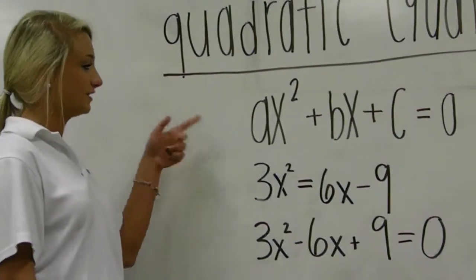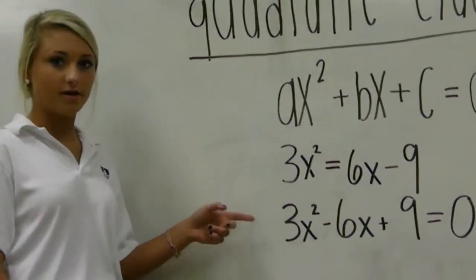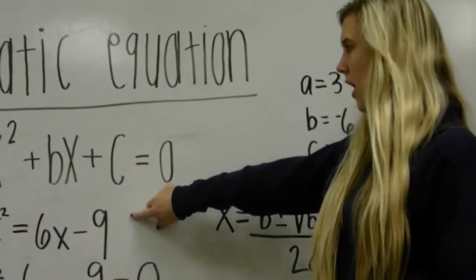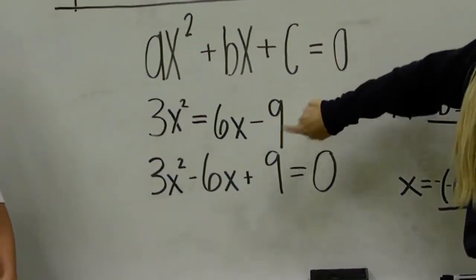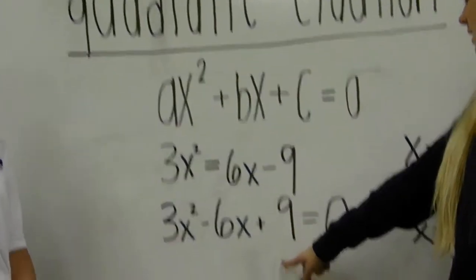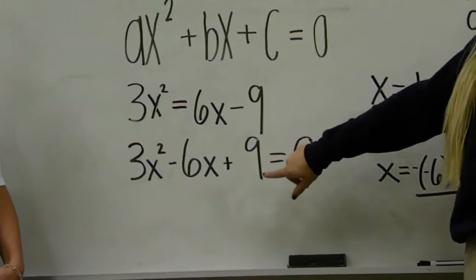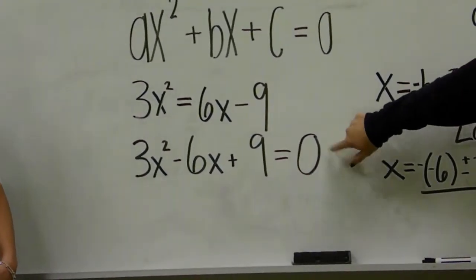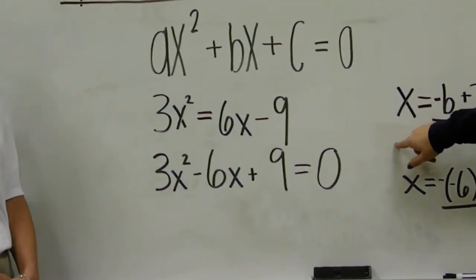A quadratic equation has to be in standard form to put into the quadratic formula. 3x squared equals 6x minus 9 is not in standard form. So in order to put it in standard form, you have to add 9 and subtract 6x and bring it to the other side so it equals 0. And 3x squared minus 6x plus 9 equals 0 is in standard form. That's how you need to have it in order to put it in the quadratic formula.